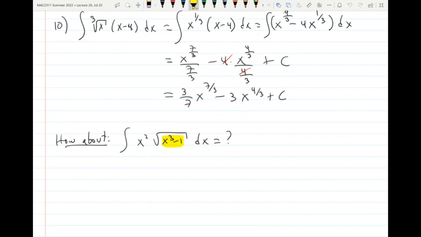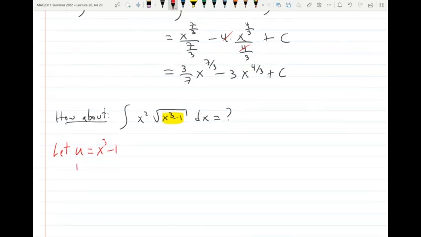And the only thing that comes to my mind is x cubed. But now x cubed minus 1. Always try to make it as complete as you can. Okay? So x cubed minus 1, the derivative is 3x squared. I see an x squared here. That's good enough for me. Okay? So what I'm going to do is let u be equal to x cubed minus 1.